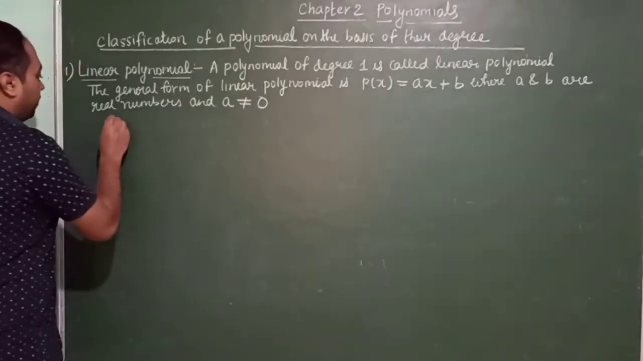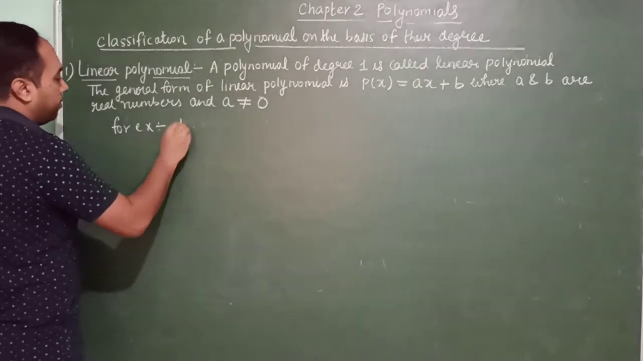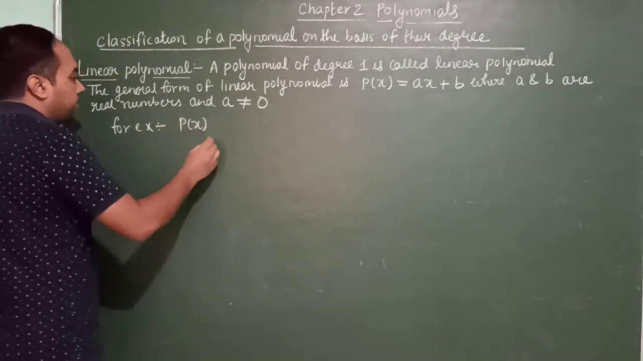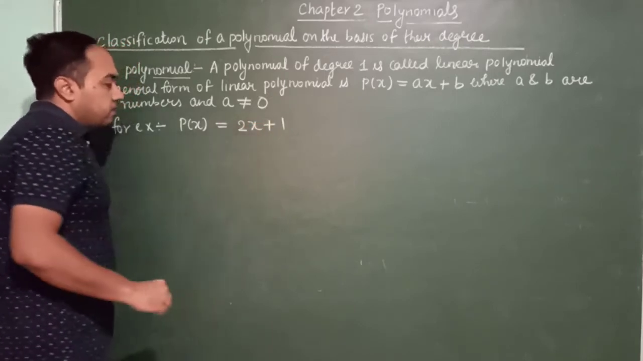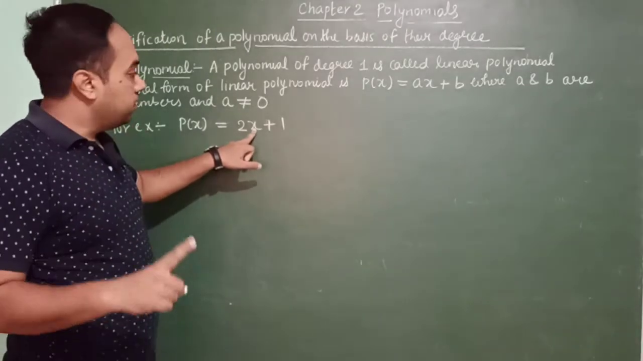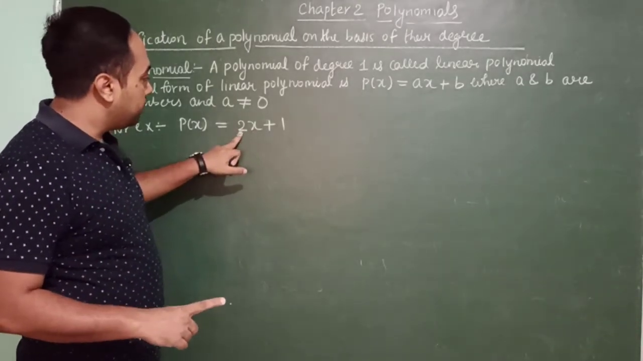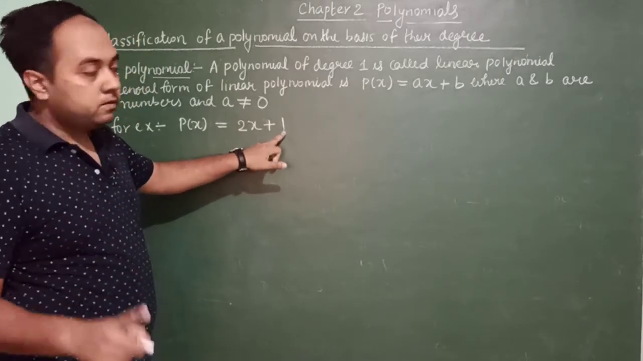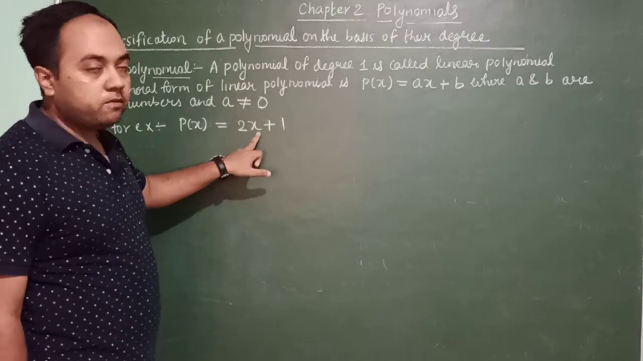Now for example, I am writing examples of a linear polynomial. The first one, the simplest one, suppose 2x + 1. Now see, first, what is the degree of this x over here? 1. So this is a linear polynomial, first thing. Also a over here is 2 and b over here is 1. So this is an example of a linear polynomial, a polynomial of degree 1.